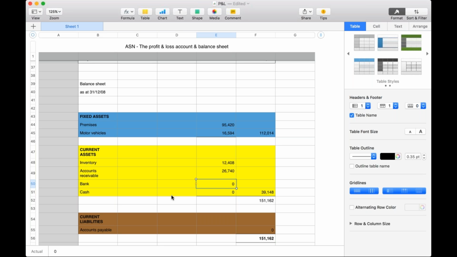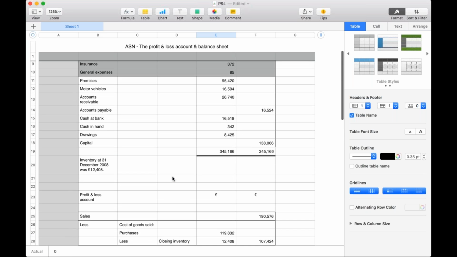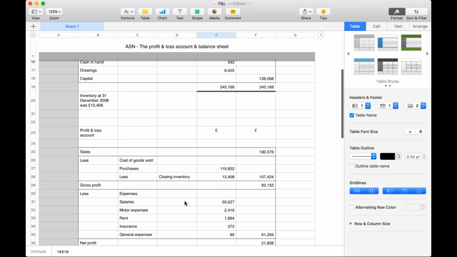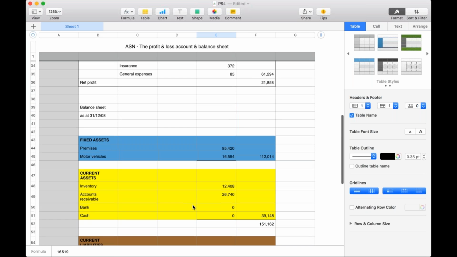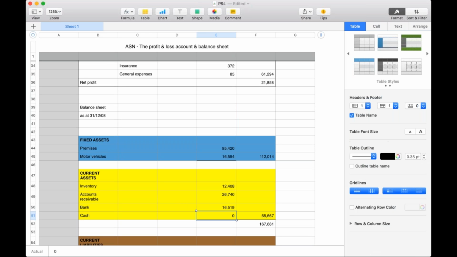So that's quite an important point to note: if we've got a plus balance in the bank, it would be a current asset. If we've got a minus balance in the bank, then it would be a current liability. But for this purpose, we know we've got some money in the bank account. So we're going to look there and it's 16,519. So we're going to move down to the bank and in there goes 16,519.